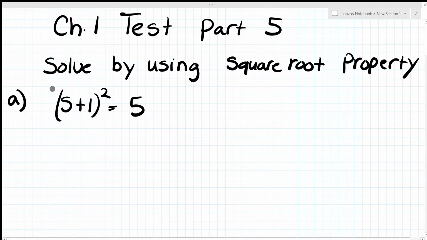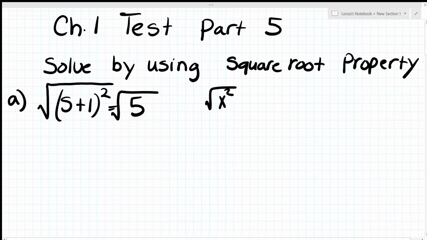For question A, I'm going to take the square root of both sides, because my goal is to solve for s. So what happens when you take the square root of a square? You get just the regular base. So over here, we're just going to get s plus 1. The square root cancels the square, so you're just left with s plus 1.